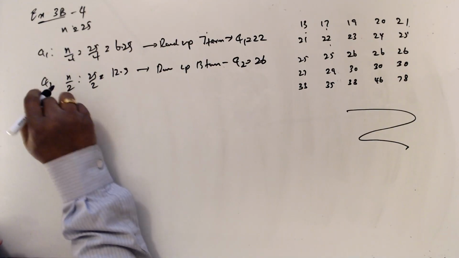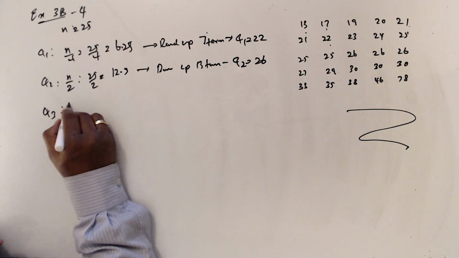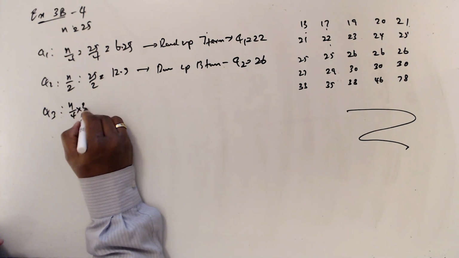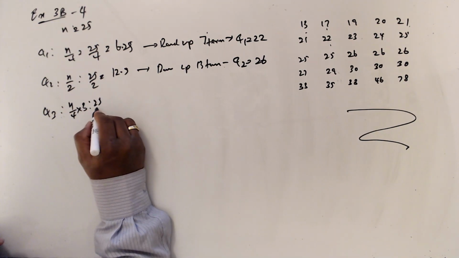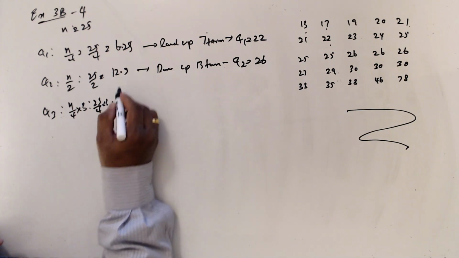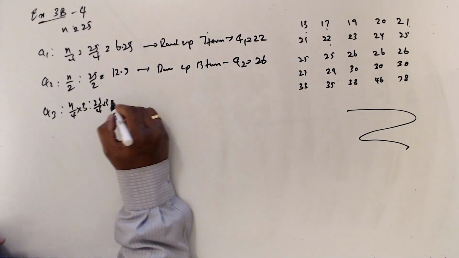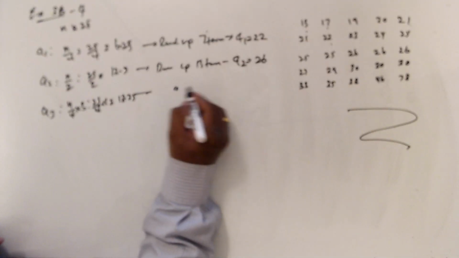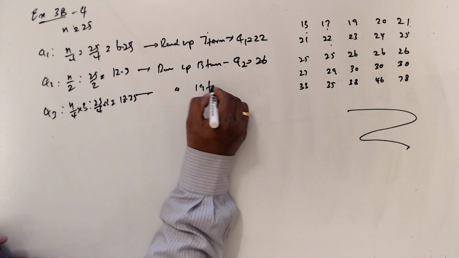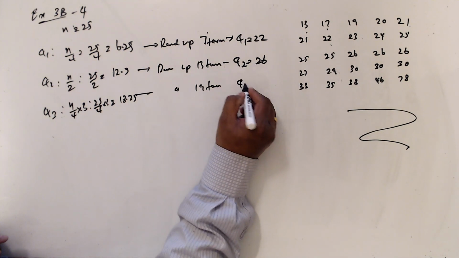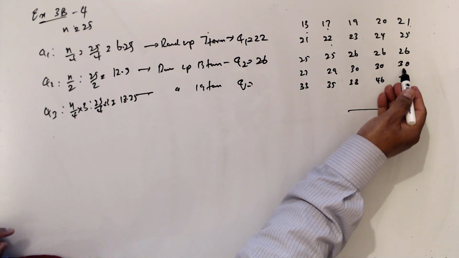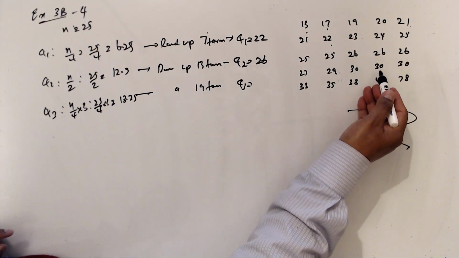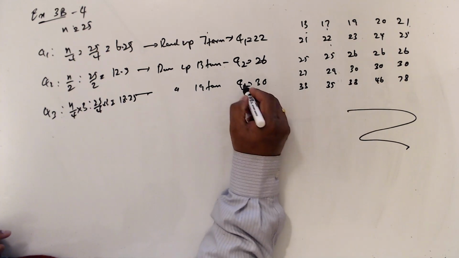And Q3 is n divided by 4 multiplied by 3. 25 divided by 4 is 6.25, times 3 is 18.75, round up. That is going to be the 19th term. So this is Q3. Up to here it is 30. When you count it, the 19th term is 30.